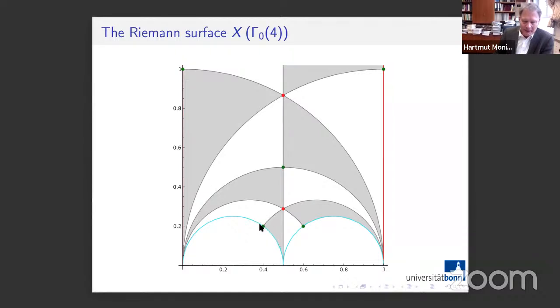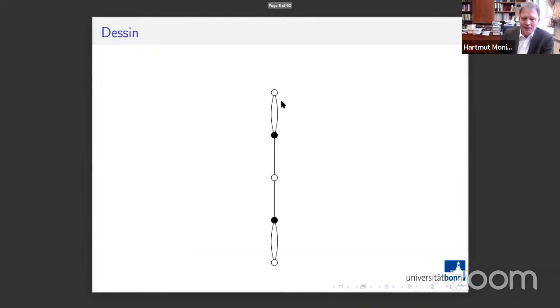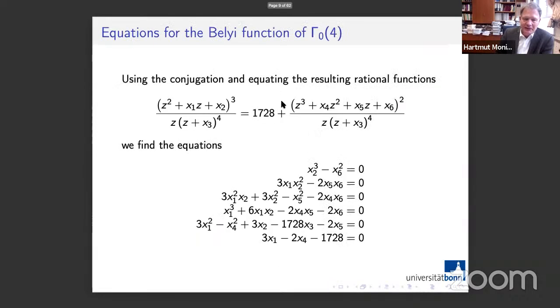Now, as you can see, these 2 points have to be identified because these two sides are glued to each other. And again, these 2 points have to be identified. So there's only 1 point here, and there's only 1 point here. So we have actually 3 elliptic points of order 2 and 2 elliptic points of order 3. That information is enough to write down, first, the dessin, and then also the algebraic equation for the cover. What I'm using here is basically that I have 2 elliptic points of order 3. So this is this part.